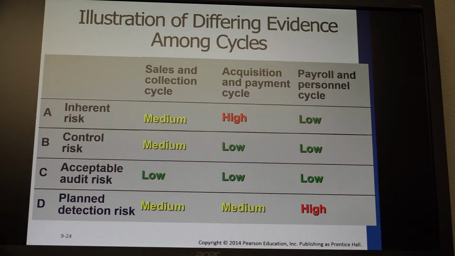And so, tying that into the different evidence that we might collect among cycles, what auditors do, they set these risks based upon what they perceive as more risky, less risky, or somewhere in the middle. And so they describe the amount of risk that they're willing to take in each segment as medium, high, or low.